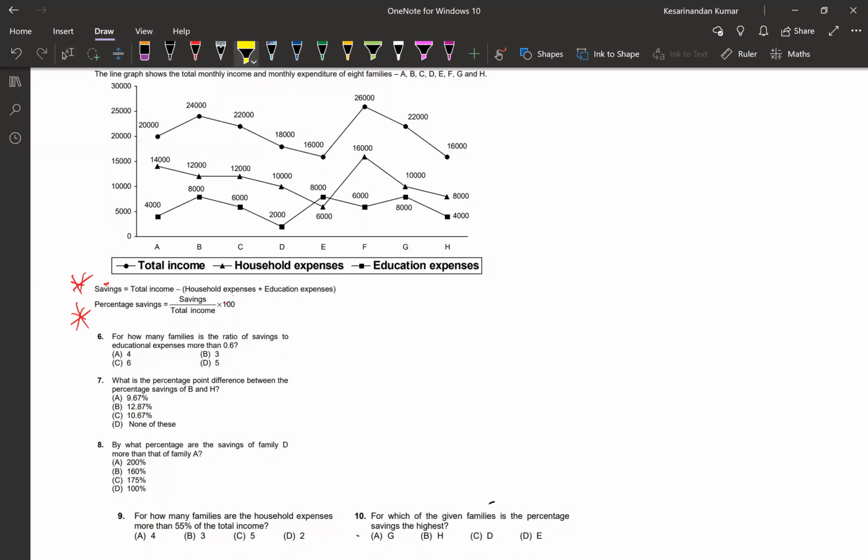So let me mark the answers for your reference. 6th is A, 7th is D, 8th is A. For family A it was 6,000, for family D it was 2,000, and A was 4,000 more than D, that is double of that 2,000, so it's 200%. 9th is B and your 10th one was C. It's pure calculations, but that's it. How quick you can be with the calculations without using a calculator.